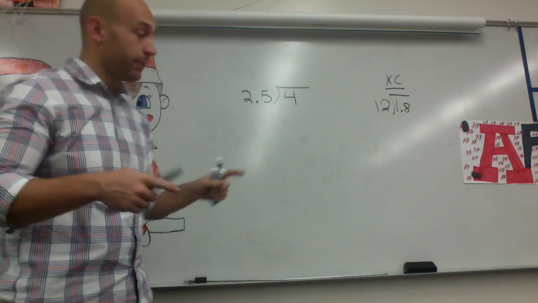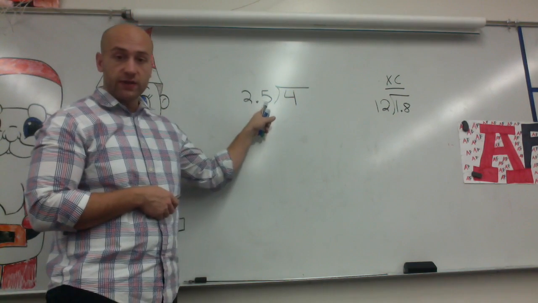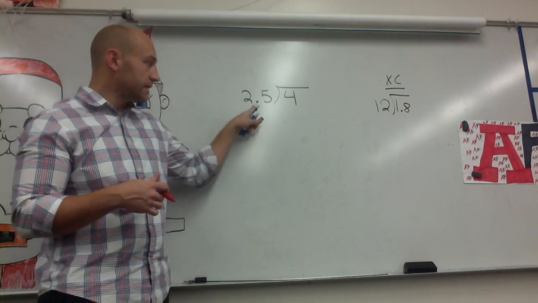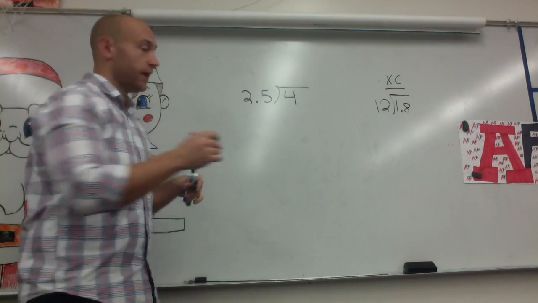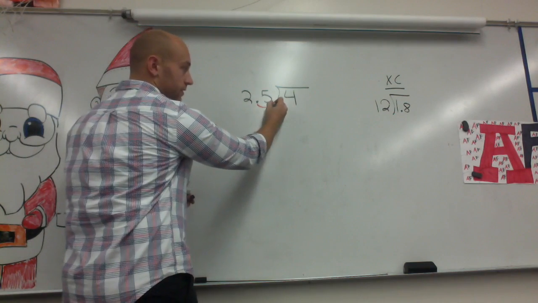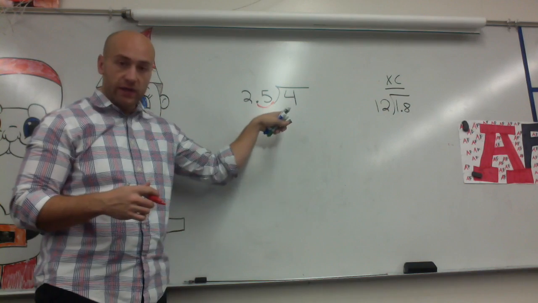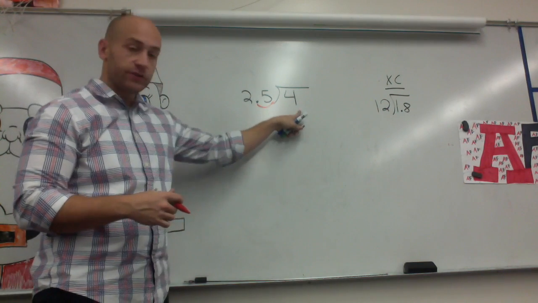So remember the first step, if we have a decimal in the divisor, we need to get it out of there. So what we're going to do is we're going to times this one by 10, or we're just going to move it to the right. We just want it right here to the edge, right next to this division symbol, to get it out of our divisor. But if we do it here, we have to do it here.